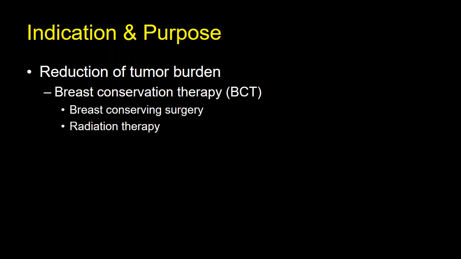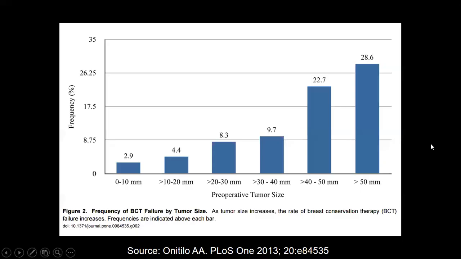One of the major purposes of neoadjuvant therapy is to reduce the tumor burden so that the cancer that was not operable previously can now be operated upon, and perhaps even with breast conservation. Breast conservation therapy is defined as the combination of breast conserving surgery, i.e. lumpectomy, along with radiation therapy. And we know that breast conservation therapy is more likely to succeed if the tumor burden is lower.